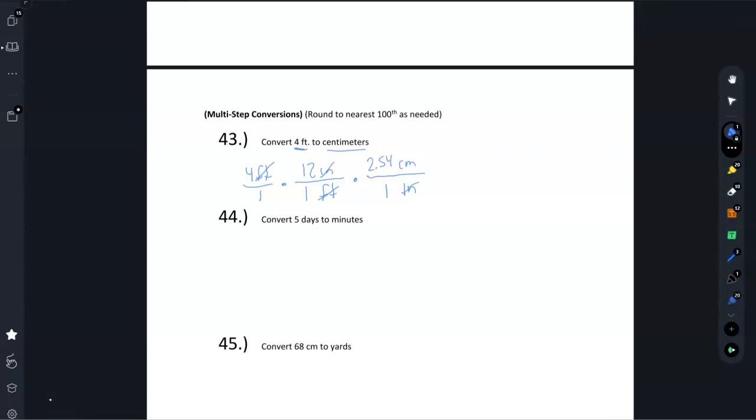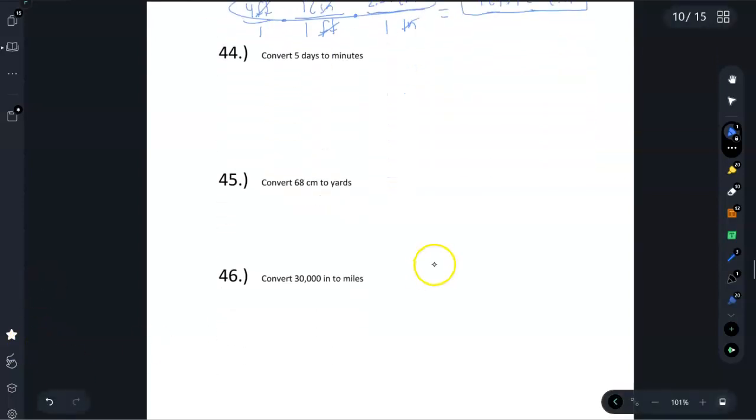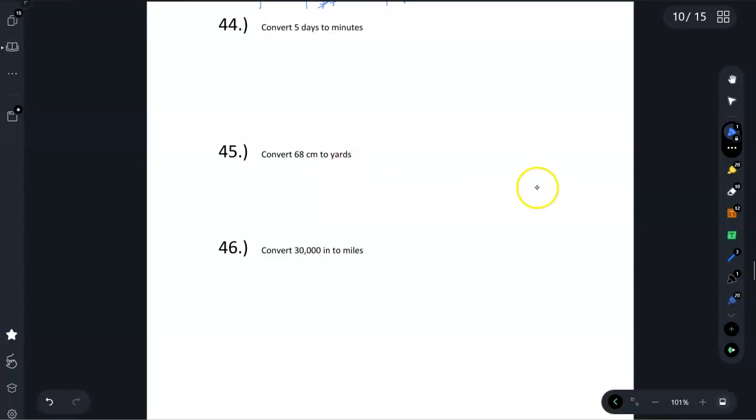centimeters is 1 inch. So now inches have canceled, and I would multiply all the way across the top, which is 4 times 12 times 2.54, which gives me 121.92, and across the bottom I would just have 1, so that would be 121.92 centimeters. All right, 68 centimeters to yards.